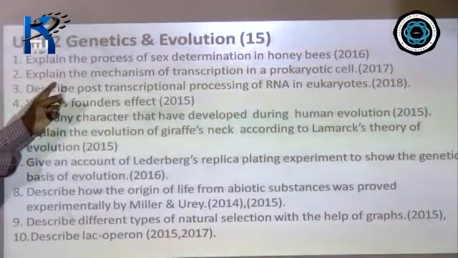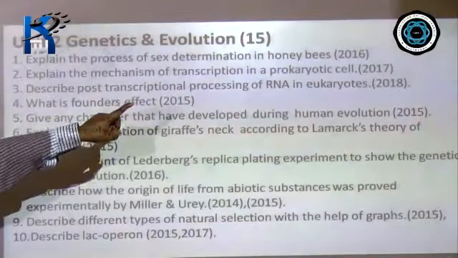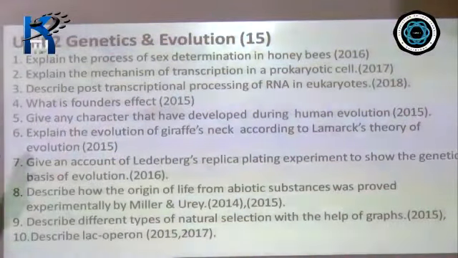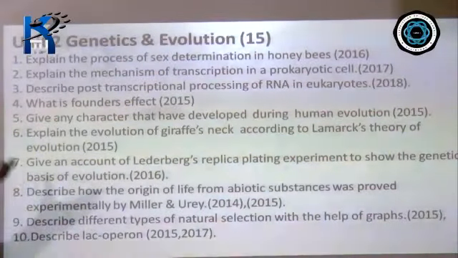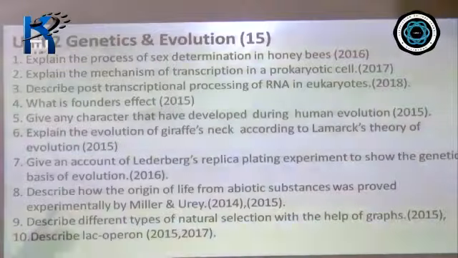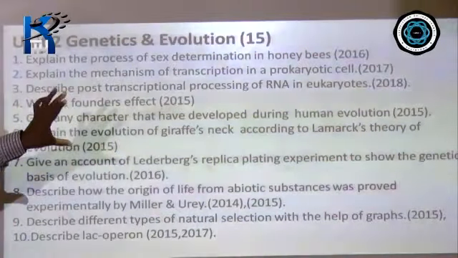Number 1, explain the process of sex determination in honey bee. In honey bee, you are able to make out there is a male, a queen, and the workers. How are they formed, how is there polymorphism? When I say polymorphic, you are able to make out the male, the female, and the workers. All of them look morphologically different, and it is due to what? How is sex determined in honey bee? You have to write about that.